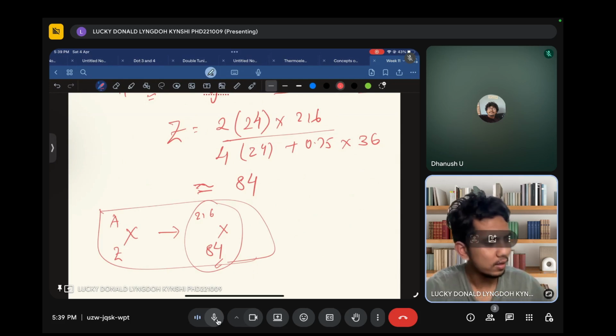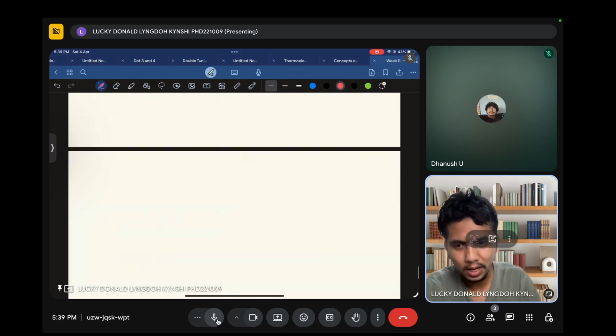Next, the third problem is also more or less the same. I can solve it.